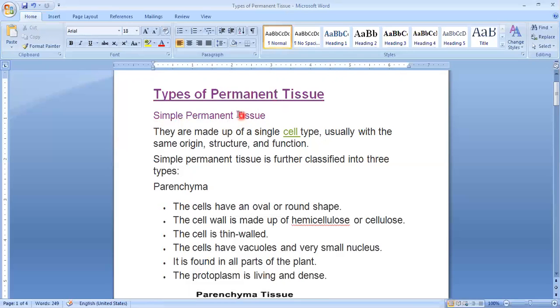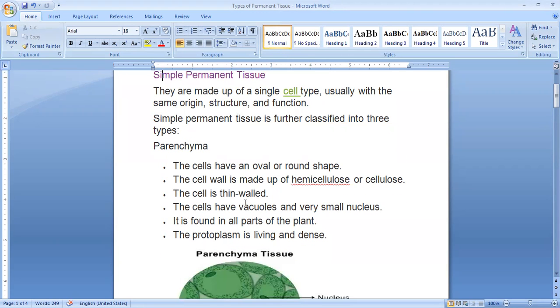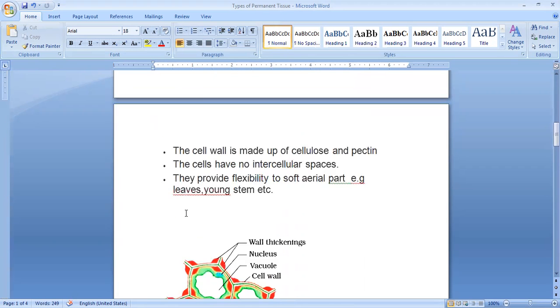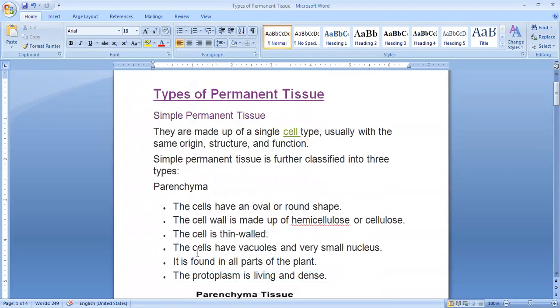Now let us see what is simple permanent tissue. They are made up of a single type of cell, usually with same origin, structure and function. So they are made up of a group of cells, and these group of cells have same origin, same structure and same function. And these simple permanent tissues are further classified into three types: parenchyma, collenchyma, and sclerenchyma. And all the three tissues are very important.